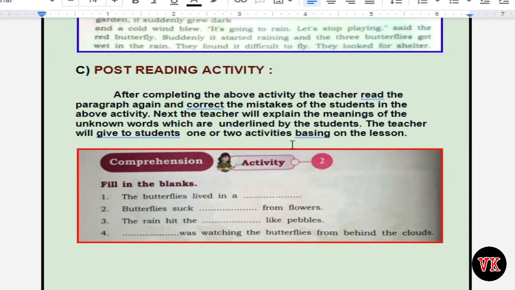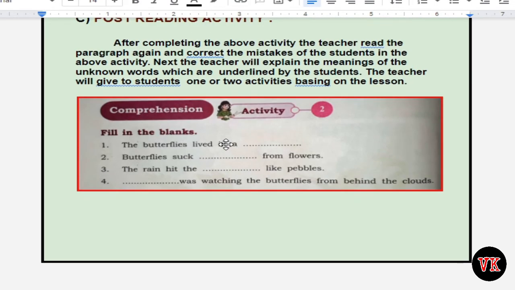Here, I gave one activity, the comprehension activity. Very easy activity we have to give. Fill in the blanks. The first one is the butterflies lived in a dash. Second one, butterflies suck dash from the flowers. Third one, the rain hit the dash like pebbles. The fourth one is dash was watching the butterflies from behind the clouds. The students should do the activity very enthusiastically.